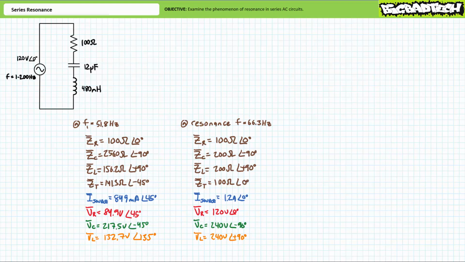Let's now examine voltage distribution within this series circuit at the lower half-power frequency. An application of Ohm's law demonstrates voltage across the resistor will be 84.9 volts at an angle of 45 degrees. Another application of Ohm's law demonstrates voltage across the capacitor will be 217.5 volts at an angle of negative 45 degrees. And finally, yet another application of Ohm's law demonstrates voltage across the inductor will be equal to 132.7 volts at an angle of 135 degrees.